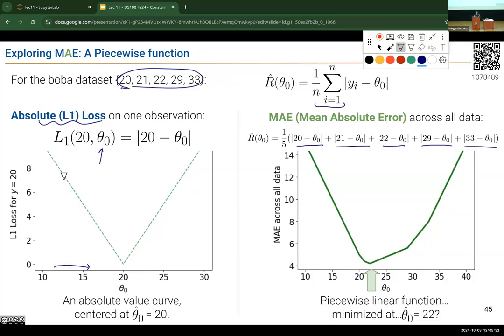And then if I sum them up together and calculate the average, what I'll get is a piecewise linear function that has multiple kinks, and the location of the kinks is at the point where we have each one of these individual data points in our data set, right? So you would see that there is one at 20, one at 21, one at 22, and then 29, and then 33. All of those are the breaking points that we have. So this is the cost function, the final objective function.